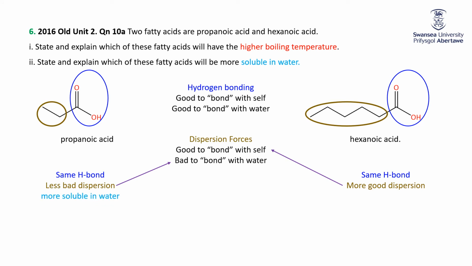So that means that propanoic acid will be more soluble in water because it has less dispersion, but the hexanoic acid will have a higher boiling point. Same hydrogen bonding capability, but more dispersion, higher molar mass, therefore higher boiling point.